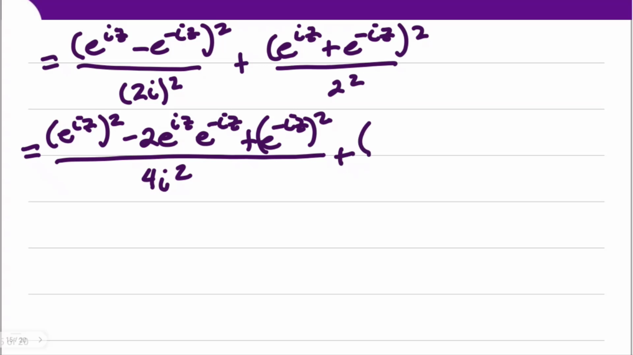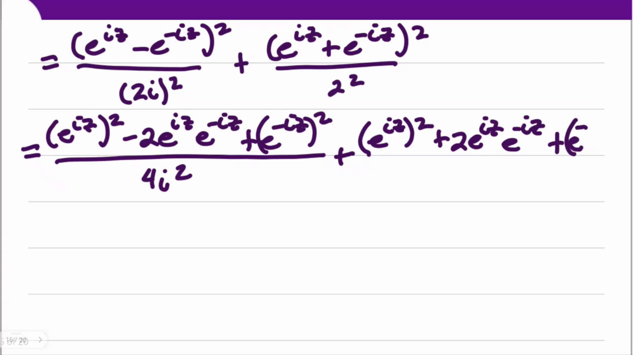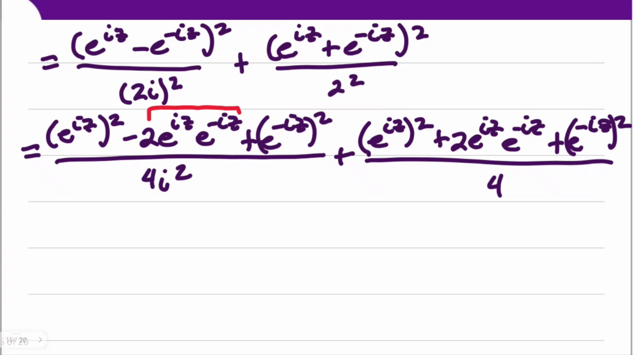Plus, for the numerator of the second binomial expression, you have e to the power of iz, and then you square it again. Plus, now because it's plus here, you will have plus twice e to the power of iz and e to the power of negative iz, and then plus the square of your second term. All over, the square of 2 is just equal to 4. Now from this, of course, you could use the laws of exponents for this one here and this portion, okay? Especially for this as well and here. We'll be tackling them one by one, but let's focus first our attention on this one here.